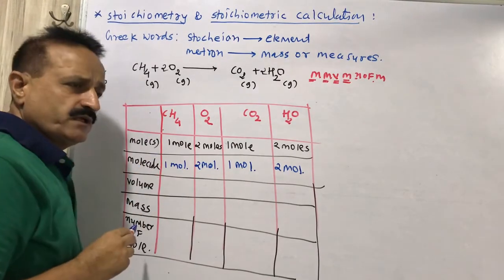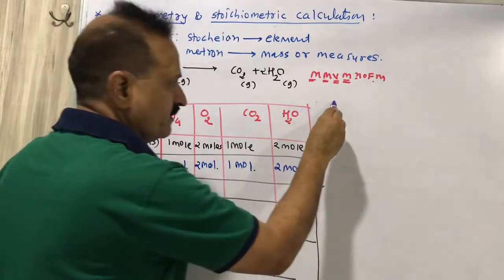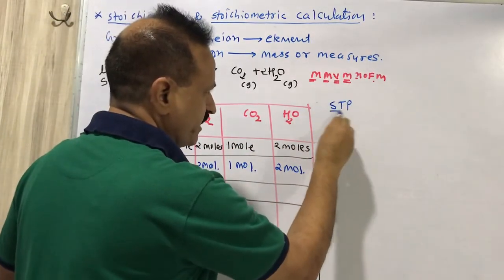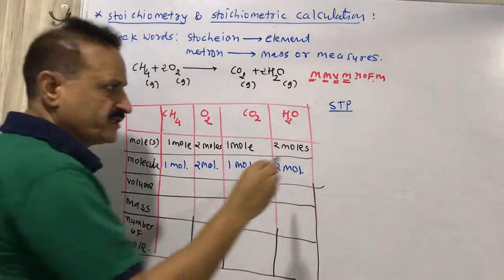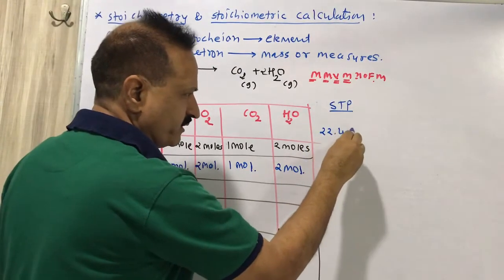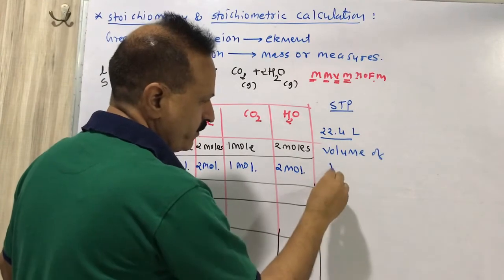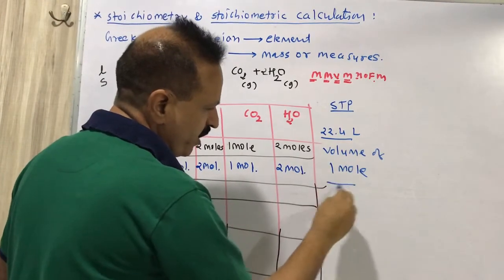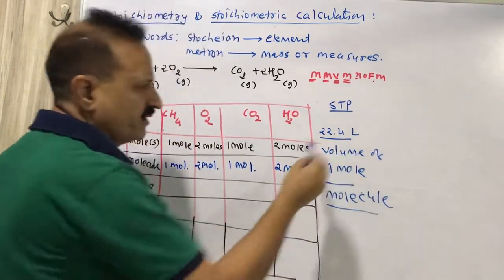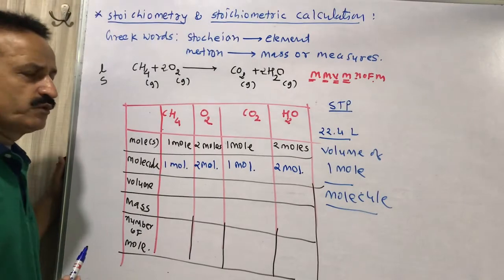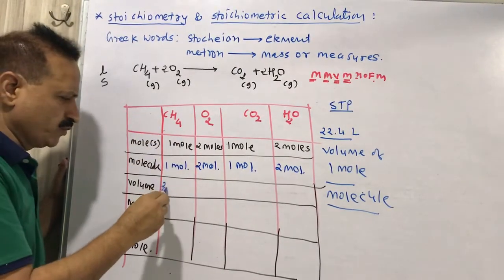As per the standard temperature and pressure, STP, the volume of 1 mole of any molecule we must take as 22.4 liters. So 1 mole is 22.4 liters.